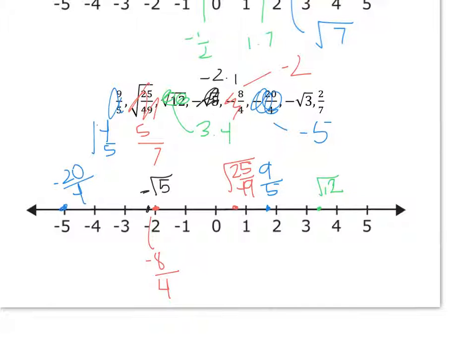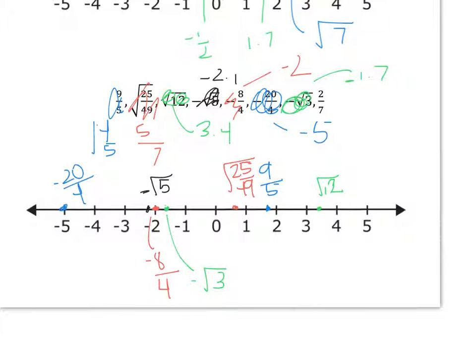Negative square roots of 3, and that's between square root of 1 and square root of 4. So it's going to almost be 2, but I would say it's about 1.9. Probably not quite 1.9, maybe closer to 1.7, 1.8, and that's negative. So I'll do negative 1.7 about right there. So that was negative square roots of 3.